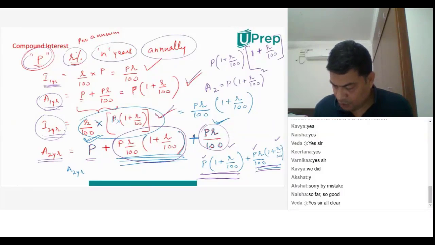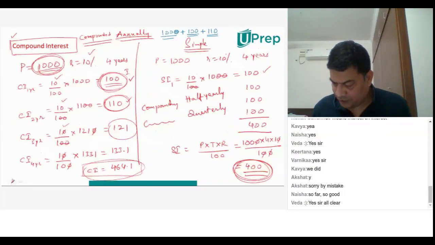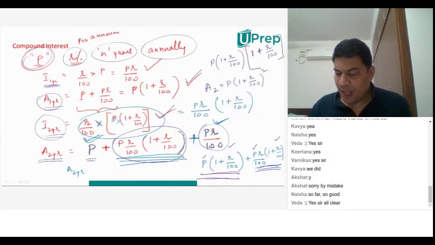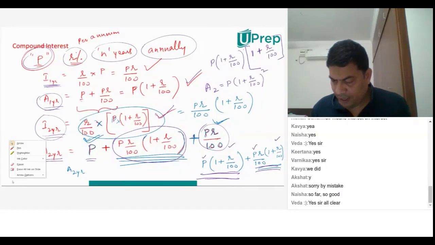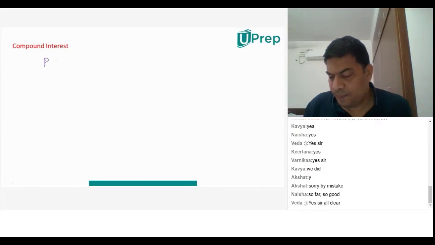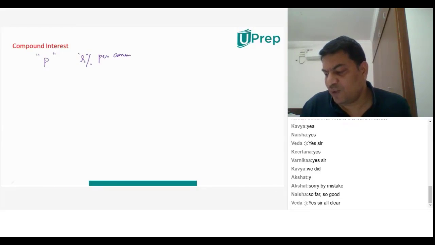Let me erase this. Let me go here and erase this first because I want to use this space. Now, if you observe here, for this example, I took principal as P, rate of interest as R% per annum, and the situation is compounded annually.